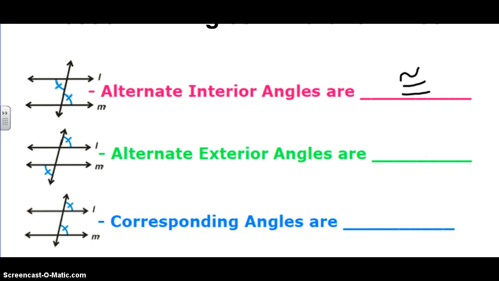Check that stuff out right there. So if it's alternate interior, they're congruent. For example, if I knew that this angle was 50 degrees, guess what this angle would be? 50 degrees. The next one, alternate exterior angles.